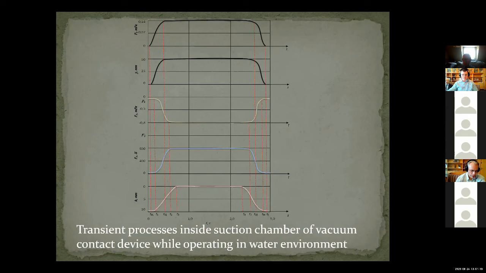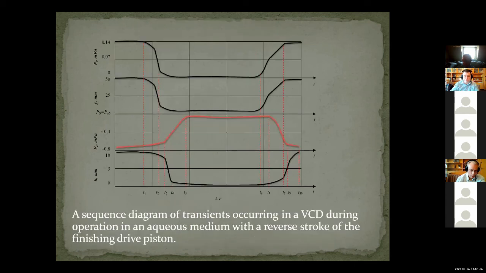The motion path cyclogram in this figure shows the motion phases and parameter changes of vacuum contact device functioning when the drive is sending onto the contact surface. The cyclogram of vacuum contact device functioning with reverse motion of the pressure drive is presented in this figure.